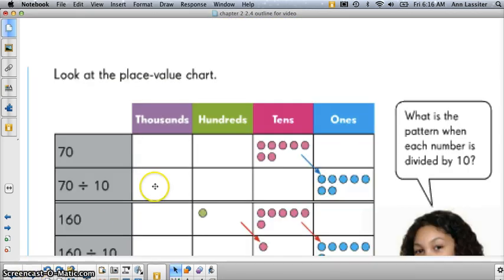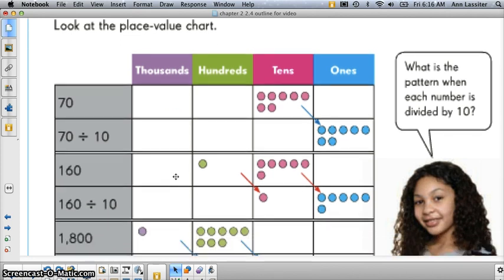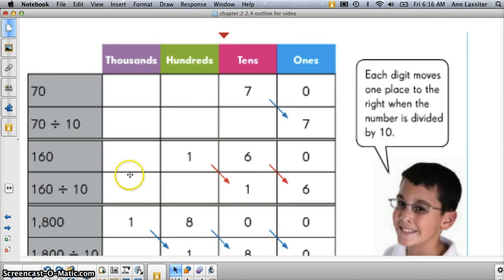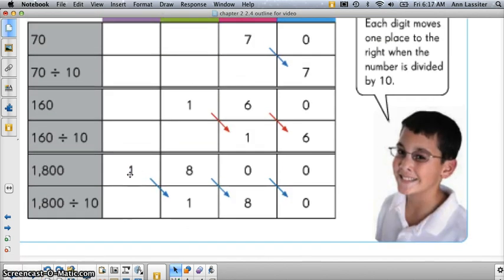When we looked at the multiplication by 10, our chart looked very similar to this, except there were lots of arrows going down and to the left because my numbers were moving one space to the left to become bigger. So when we divide by 10, everything is moving one space to the right. So we see the arrows going down and to the right. This next picture is the exact same as the previous one. Instead of using pictures, though, they are using the digits themselves. But again, you see lots of arrows going one space to the right.